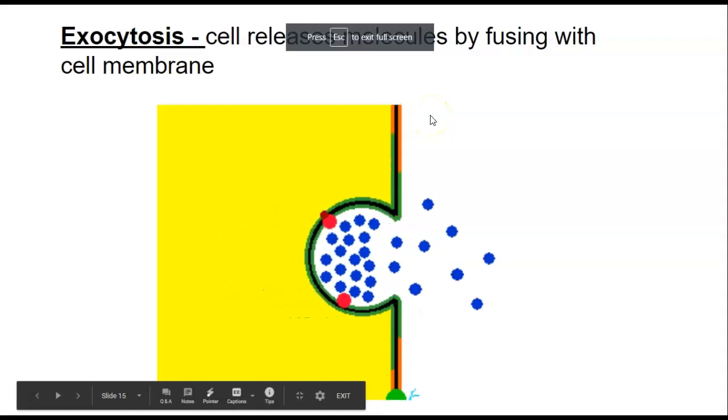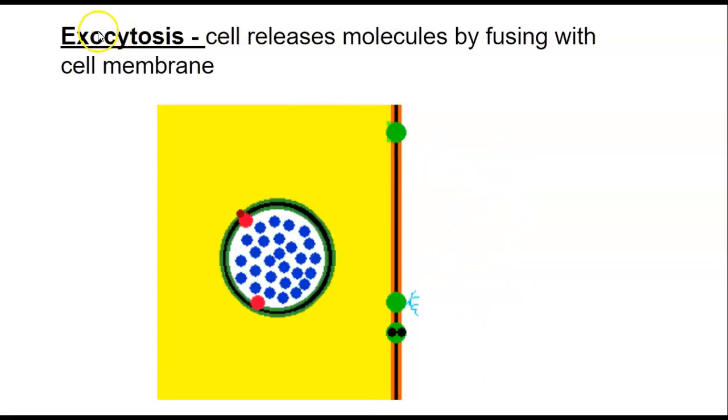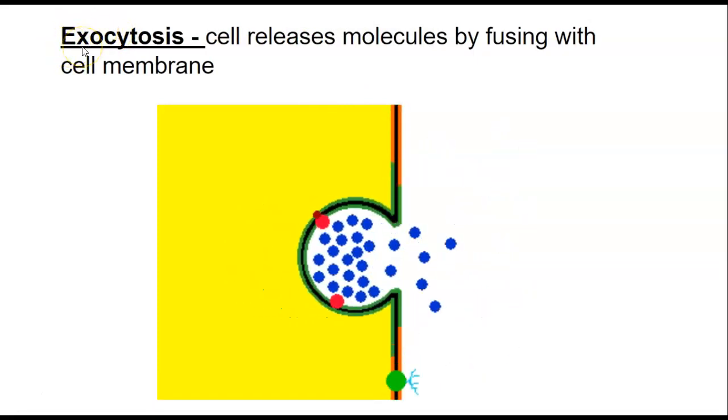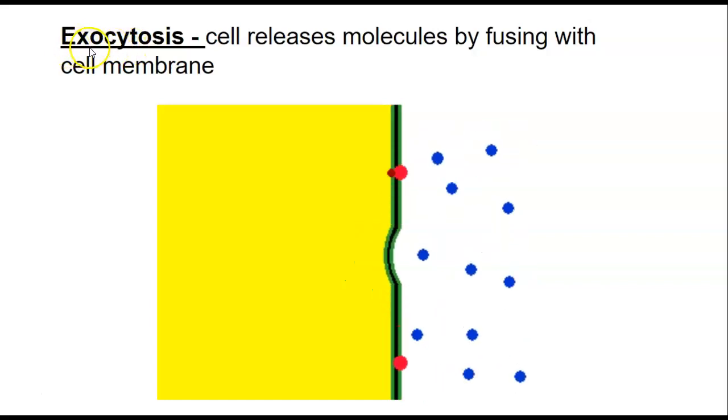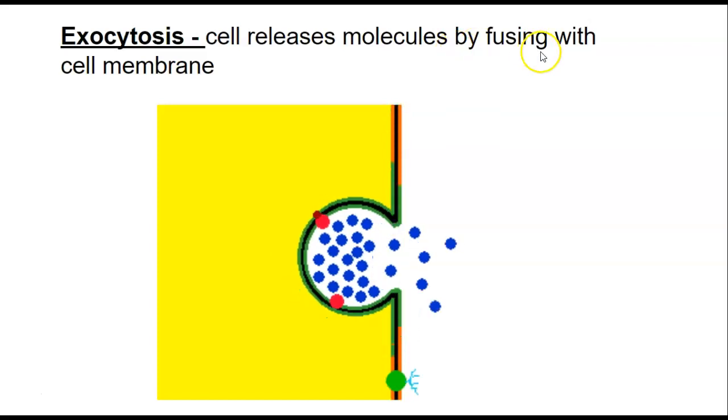All right, I had to switch something really quick. So the last type here is called exocytosis. Notice how it sounds like the word exit, okay? And again, it's got cyte, so it's exiting the cell. And this is when the cell is releasing molecules, okay?